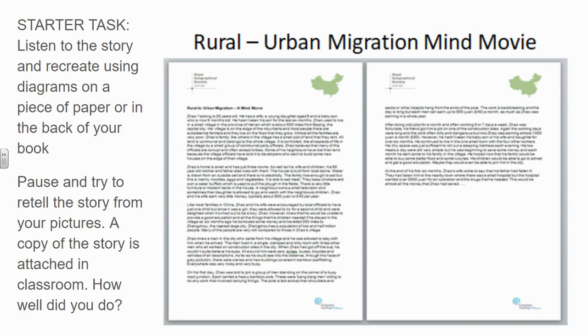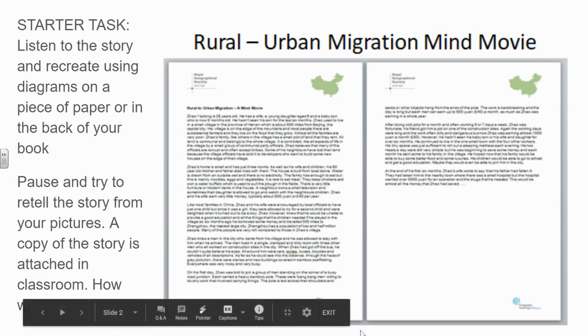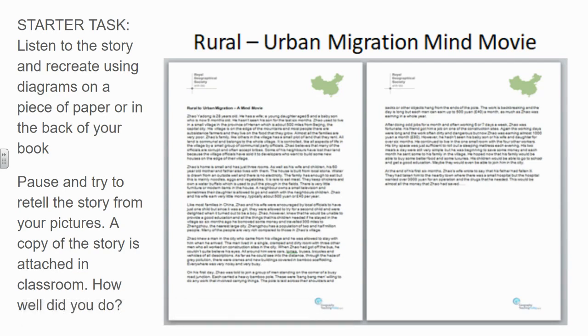On his first day, Zhao was told to join a group of men standing on the corner of a busy road junction. Each carried a heavy bamboo pole. These were bang bang men, willing to do any work that involved carrying things. The pole is laid across their shoulders, and sacks or other objects hang from the ends of the pole. The work is back-breaking, but Zhao can earn up to £40 a month, as much as he was earning a year back at home in the village.